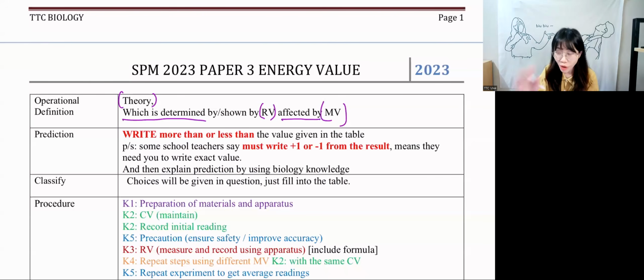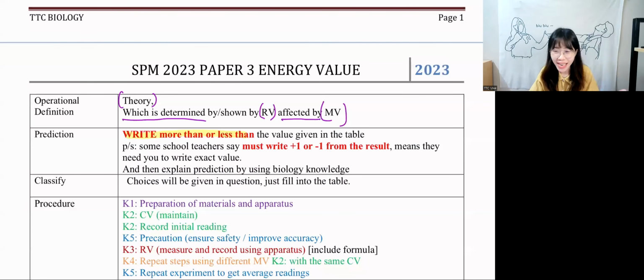Okay, next. So you write more than or less than. Don't write +1 or -1. You just write more than or less than, from the table that you count. I will post the answer, guys. Of course, if there is no answer, you all won't do the question also.